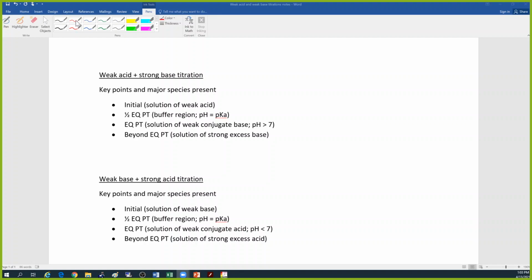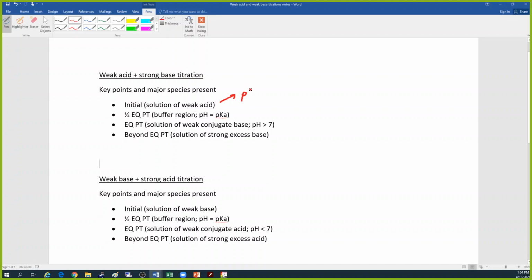So we'll start with, like I said, if we take a weak acid and titrate it with a strong base. Let's look at the key points that define this curve and why they're important to understanding it. The initial solution is just a weak acid. What we learned about weak acid solutions in terms of their pH was that it's an equilibrium problem, and that there's a shortcut to that equilibrium problem.